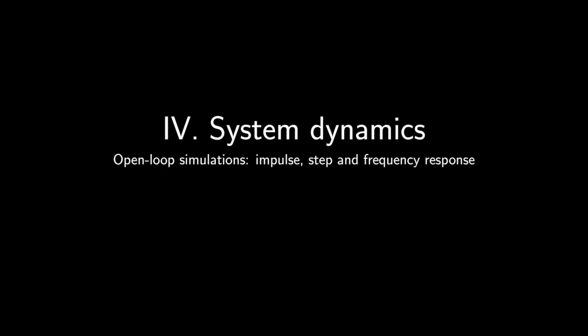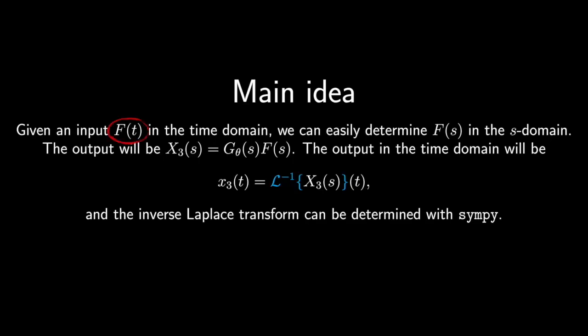The main idea is that given an input f of t in the time domain, we can determine F of s in the s domain. The output will be X3 of s is equal to g theta of s times F of s. The output will be equal to the transfer function times the input. And the output in the time domain will be x3 of t is equal to the inverse Laplace transform of X3 of s. And the inverse Laplace transform can be determined symbolically using sympy.